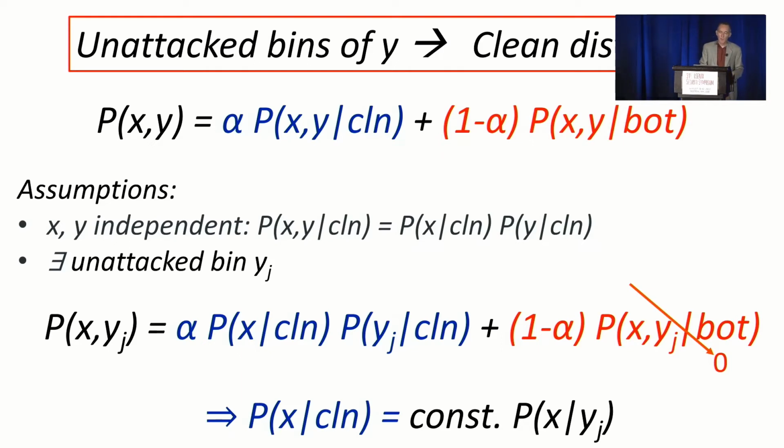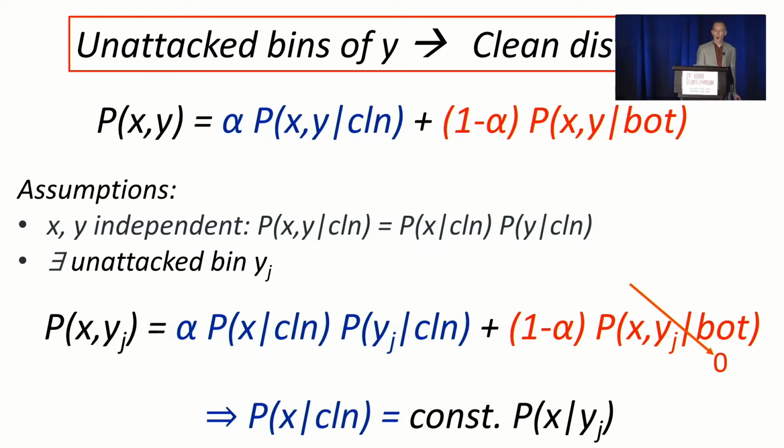And the second is that in one of those features, let's say state, I can assume that there are unattacked bins. There are some bins that receive zero or negligible attack traffic. So, for example, if in the 50 states in the US, suppose Oregon is unattacked. Well, if I plug that in, that would allow me to calculate the clean distribution. That is to say, my observed here is equal to alpha times clean plus 1 minus alpha times bot.